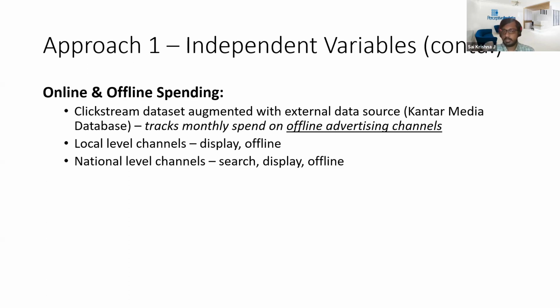And then for the offline spending data, they have obtained it from an external data source. There is a third-party database called the Kantar Media Database, which tracks monthly spend on offline advertising channels. They have local level channels as well as national level channels in which they have run a lot of ads. These ads are display ads, offline ads, search ads. So these are the independent variables used in the model.